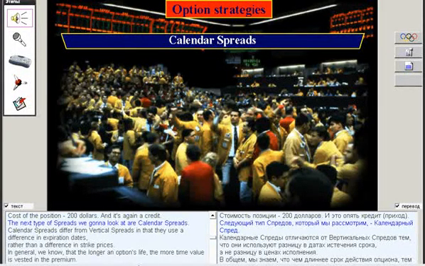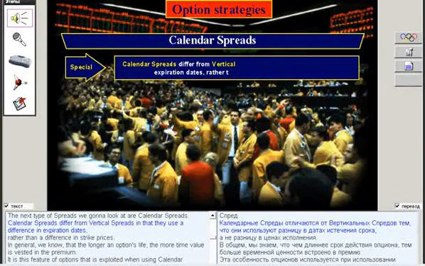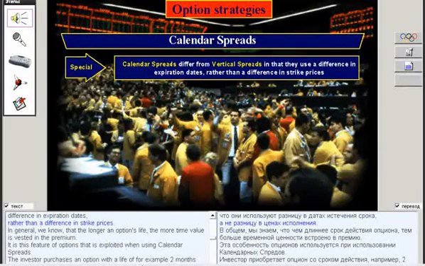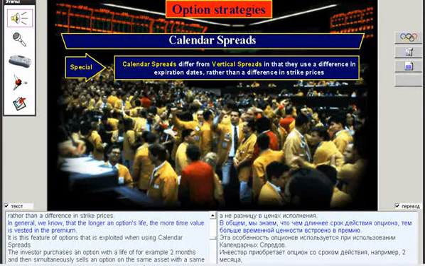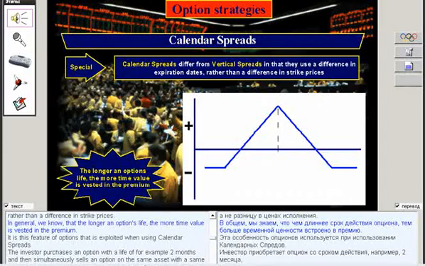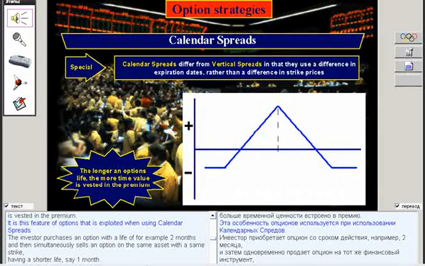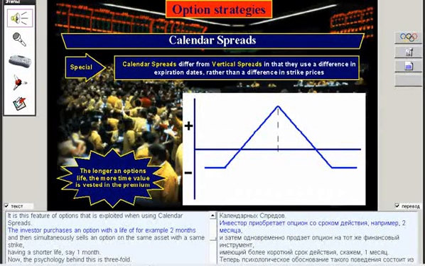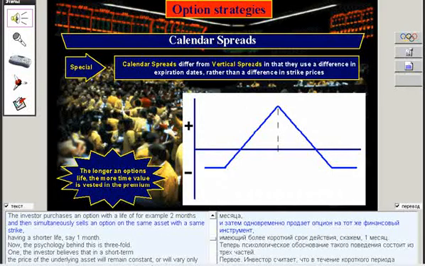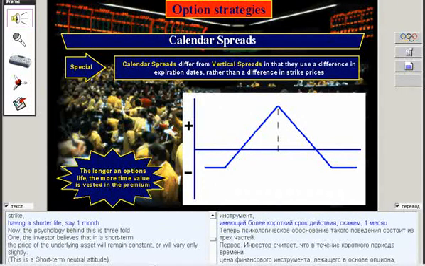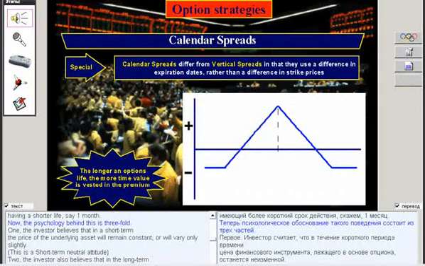The next type of spread we're going to look at are calendar spreads. Calendar spreads differ from vertical spreads in that they use a difference in expiration dates rather than a difference in strike prices. In general, we know that the longer an option's life, the more time value is vested in the premium. It is this feature of options that is exploited when using calendar spreads. The investor purchases an option with a life of, for example, 2 months, and then simultaneously sells an option on the same asset with the same strike, having a shorter life, say 1 month.